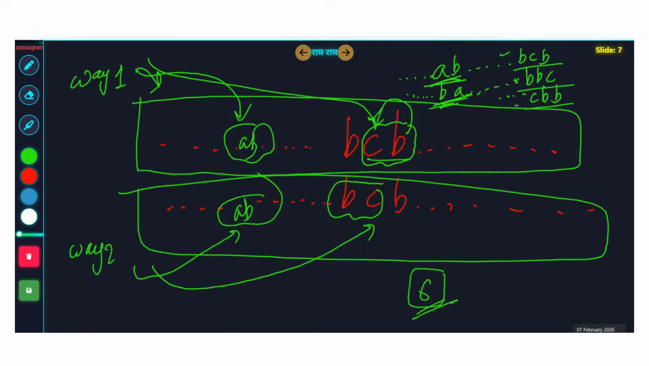Okay. So you can see how nice things are going on. Like we can do so many things here without any worries. Ram Ram. Let's go to the next part now.